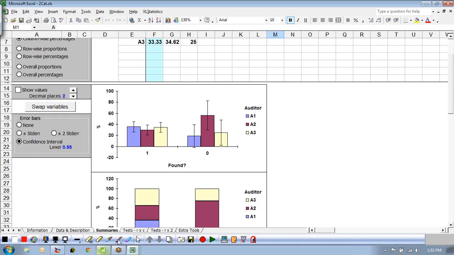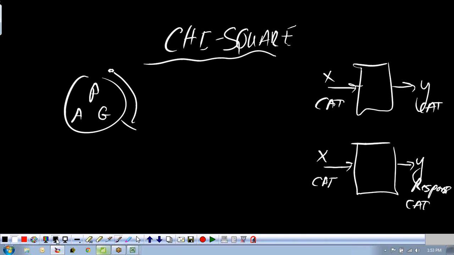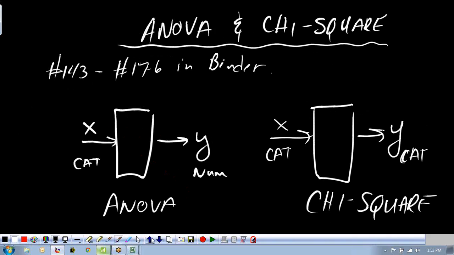So there you have it. Chi-squared test and ANOVA. So let's finish up by having just a short summary of this. So chi-squared test, in the example that we did, we found that it was significant for the first one, and it was non-significant in the auditor case. Okay, so we've covered the ANOVA and chi-squared.